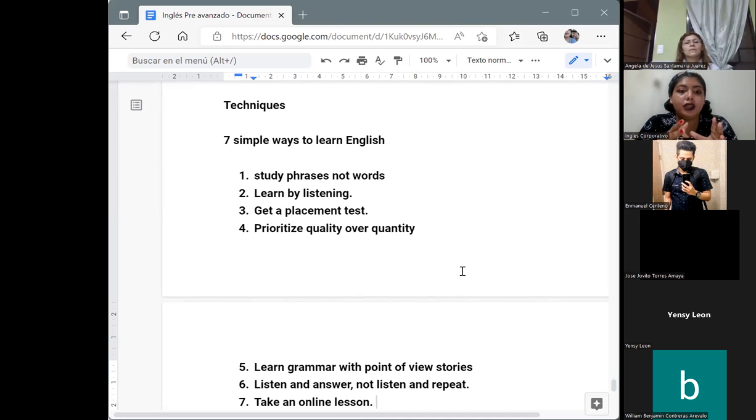So those are all the ways that we have to learn English. In this case, there are 7 simple ways. We know that we have a lot of ways to learn English, but in this case, we're just going to focus on 7. And I was saying, if you feel like it's going to help you with your process, you can take it. If you feel that they are not related to the process that you are having, you are not going to use them, but that is just your decision.